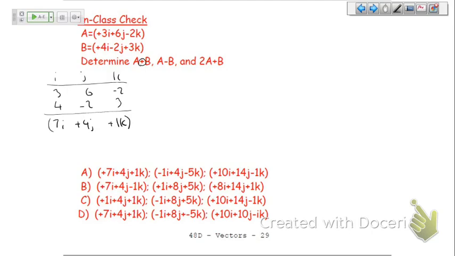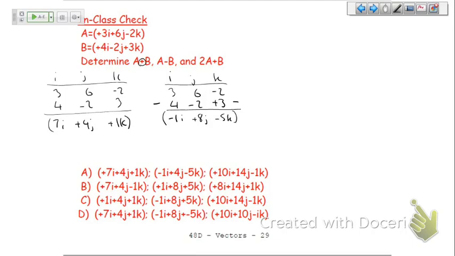Okay. Want to subtract? Man, this is easy. It's going to be 3, 6, minus 2. Now I'm going to subtract B, and just my own idiosyncrasy, well, let's just do it the more common way. So 4 minus 2 plus 3, I'm going to subtract. So it's minus that. And let's have a look. 4, that's minus 1i. 6 minus minus 2 is plus 8j. Minus 2 minus 3 is minus 5k.